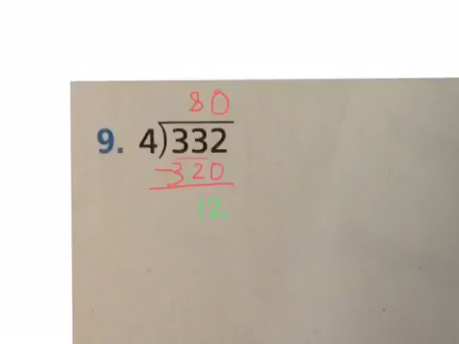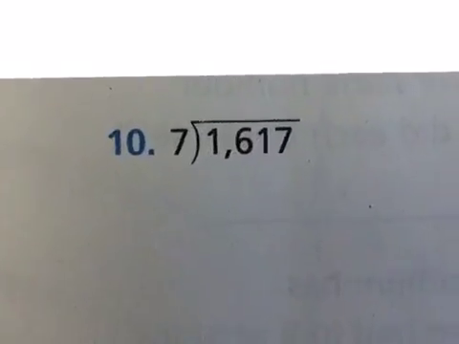Now subtract and you get 12. How many 4s are in 12? That's 3. 4 times 3 is 12, and you subtract again, and it's 0. So your answer, your quotient should be 83 with no remainder. Make sure you showed all of your work just like this. And let's go on to number 10.